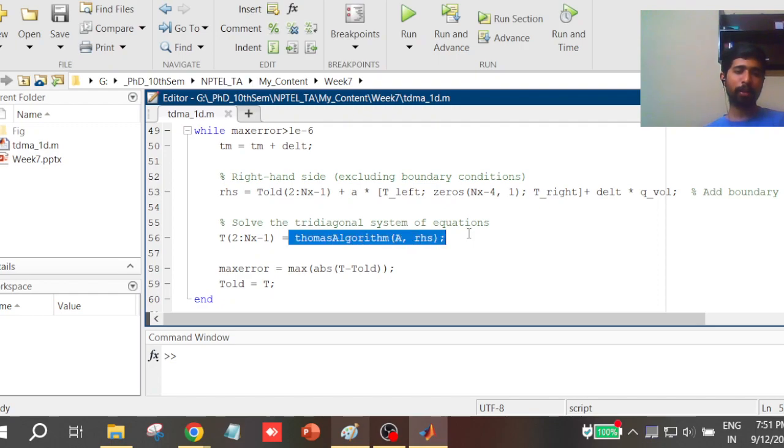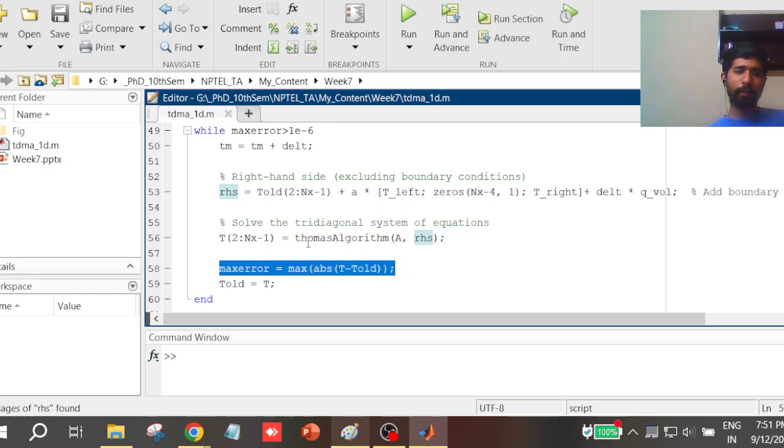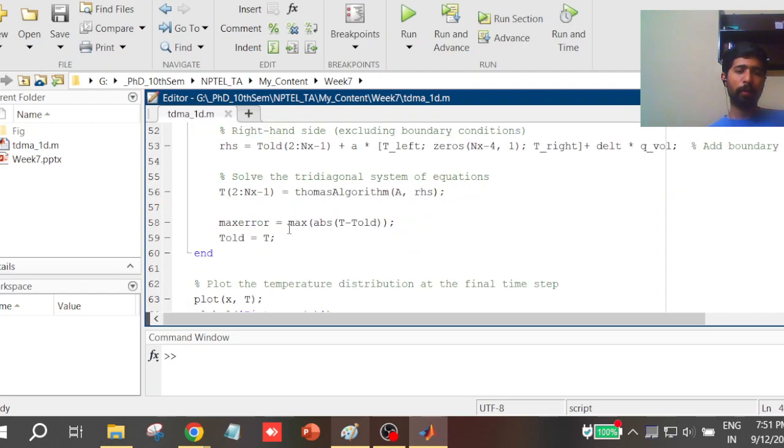And then the Thomas algorithm, you need not remember or do anything. There are already routines available for MATLAB. You can just go through the net and copy paste those algorithms for solving the A and B system. Usually they write TDMA of A comma B. B I have written as RHS here. Once you do that, we have to check for convergence. Whatever temperature we have got using the Thomas algorithm minus the T old, that is the convergence criterion to step out of this loop.